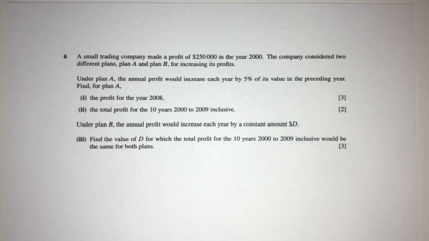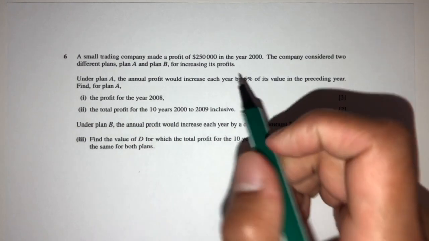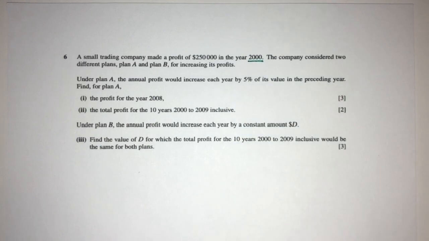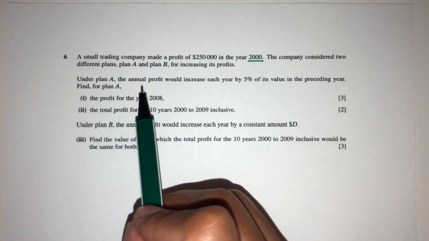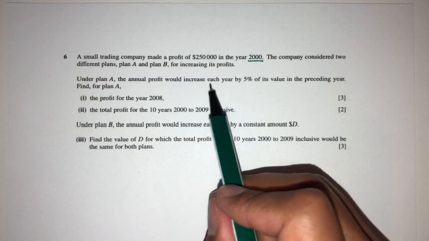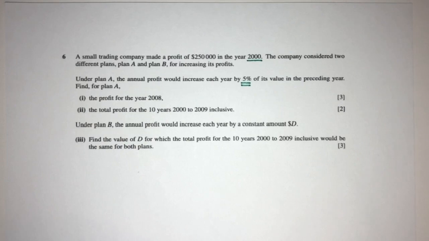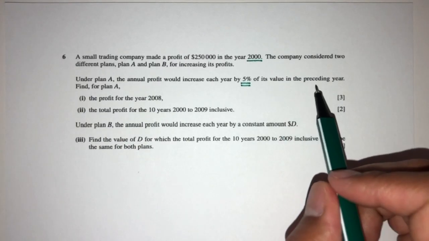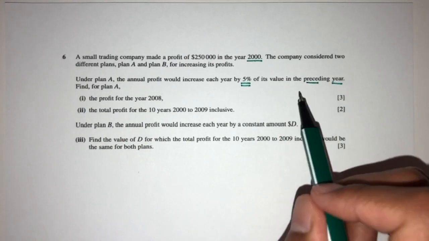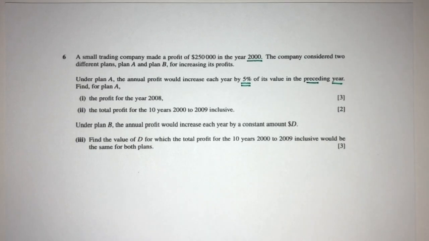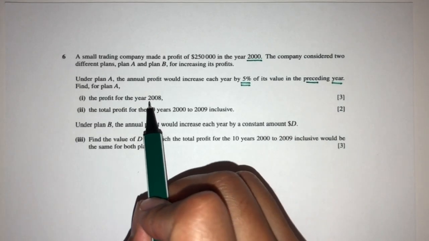Now let's move on to the next question. A small trading company made a profit of $250,000 in the year 2000. The company considered two plans, Plan A and Plan B, for increasing its profit. Under Plan A, the annual profit will increase each year by 5% of its value in the preceding year. Part 1: find for Plan A the profit for the year 2008.